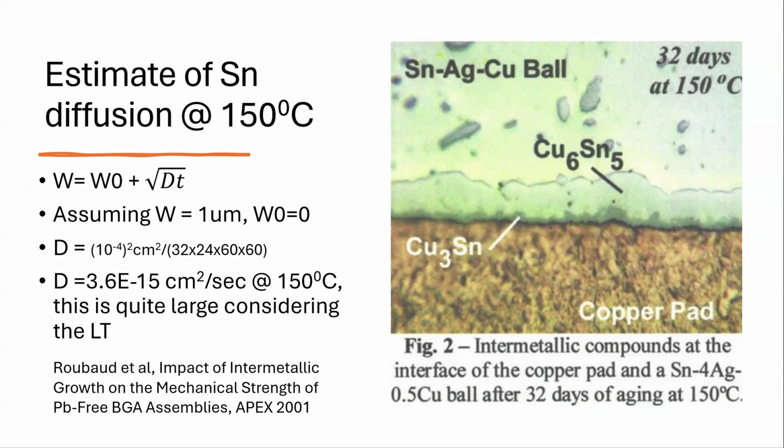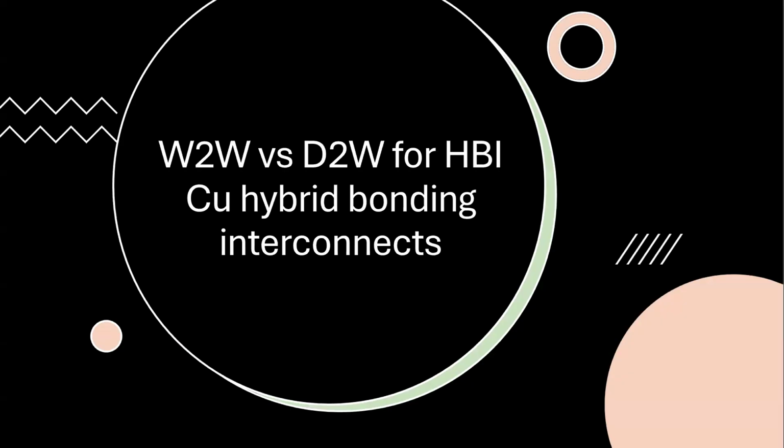And now let's move to the really tricky part. Okay, so this is a classic one. We introduced the classical soldering part. I now want to focus on the hybrid bonding interconnect, HBI. That's the last part of my talk. I'm talking about wafer to wafer versus die to wafer hybrid bonding challenges and results.